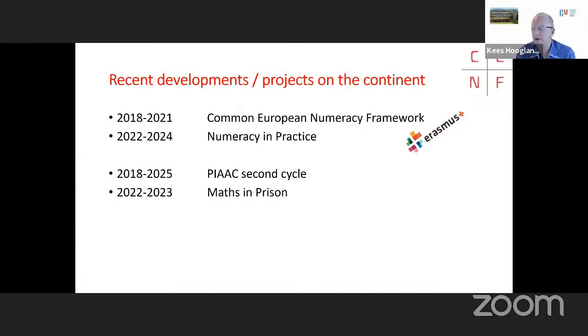Further, we are a bit attached to the second cycle of PIAAC. I will tell you a bit more about that later. And we have some small projects, for instance, Maths in Prison, and there are very interesting developments going on for all kinds of special interest groups.